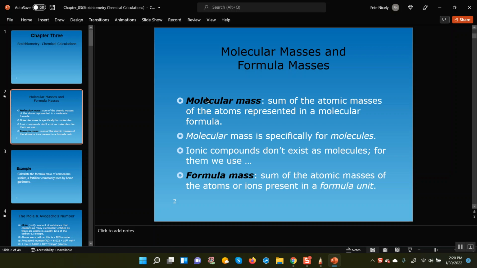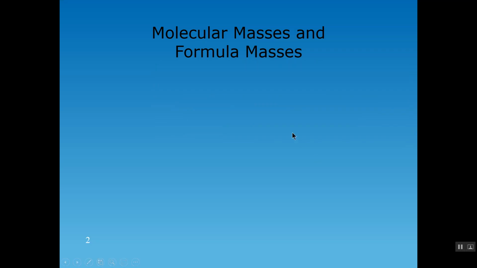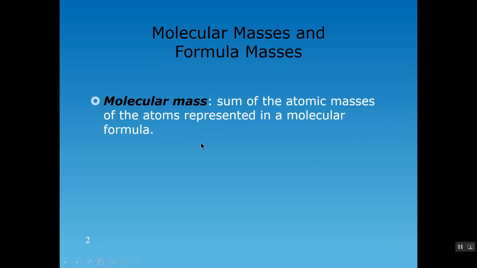But before we get into the actual meat of stoichiometry, we have to define some terms. And again, these terms you should have met before in your introductory or high school chemistry, so this will be a bit of a review. So let me go to full screen mode here. The first definition here is that of molecular mass. And that, by definition, is the sum of the atomic masses of the atoms represented in a molecular formula, right?